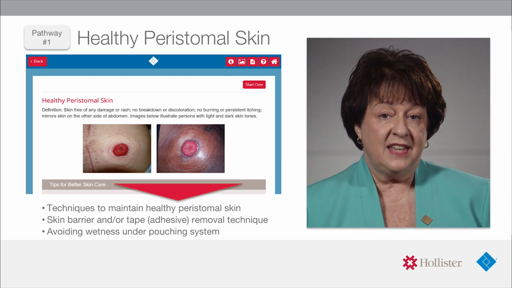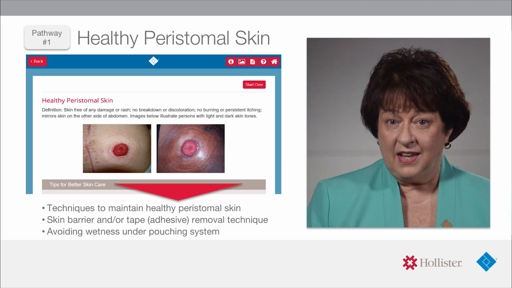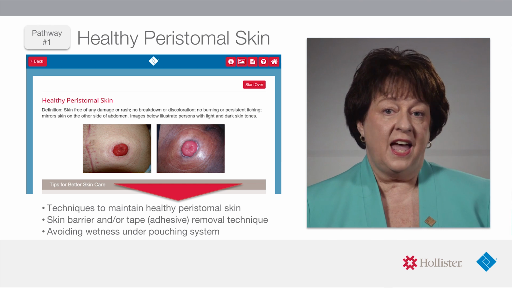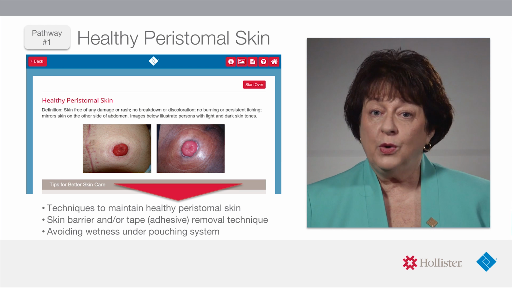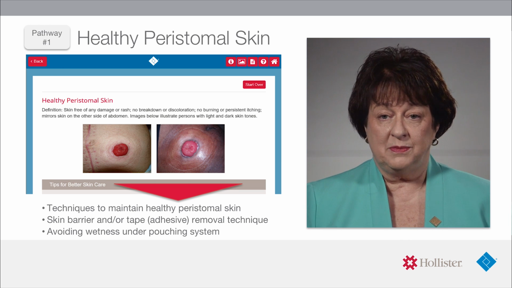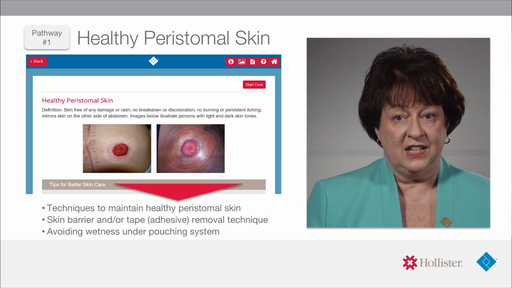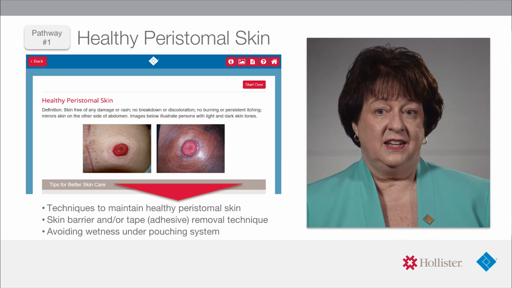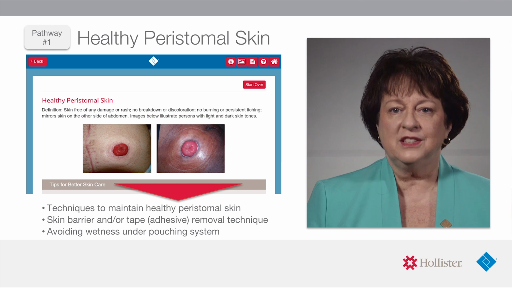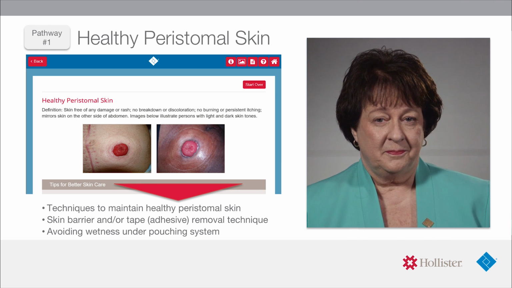The guide has assessed from the information we provided that our skin does not have any visible damage, rash, or redness, and that we are not experiencing other symptoms like burning or persistent itching. So we do in fact have healthy peristomal skin, and our skin probably looks something like this.